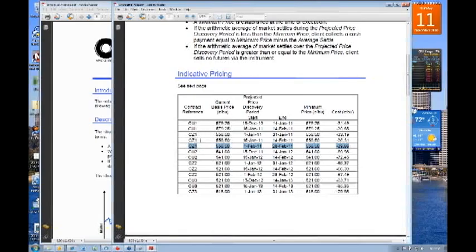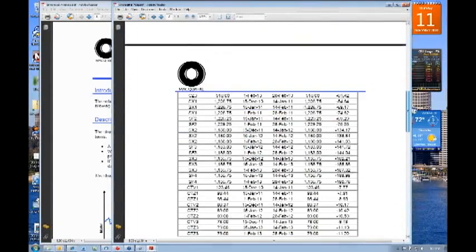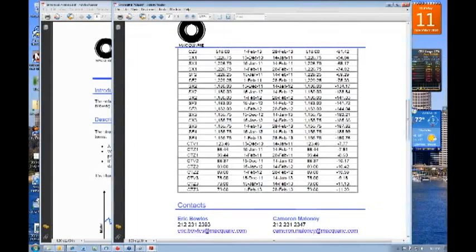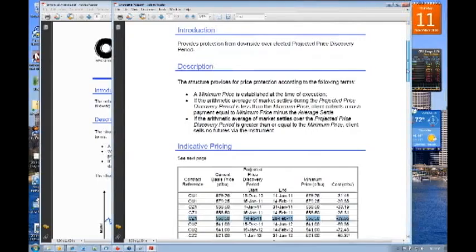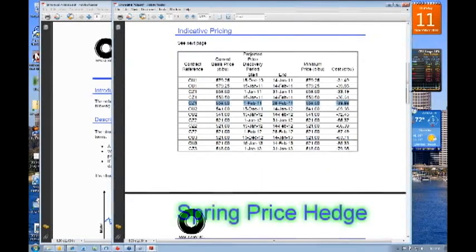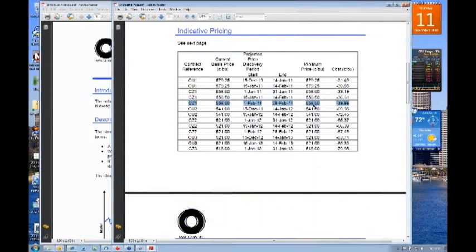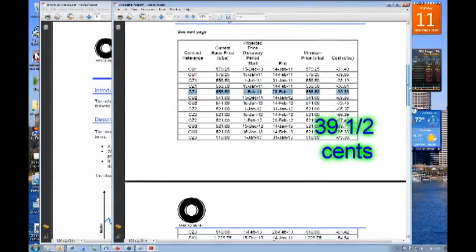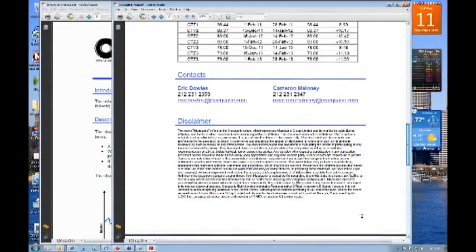So right now we've got corn. I think they should have corn, beans, wheat, and cotton. If you scroll down here, you can find the different contracts on the board of trade, and then the different discovery periods depending on what geographical area you're in. So this is simply for the spring price hedge on the crop insurance. So it would cost the producer 39.5 cents right now on corn to lock in a $5.58 spring price. So that's that one.